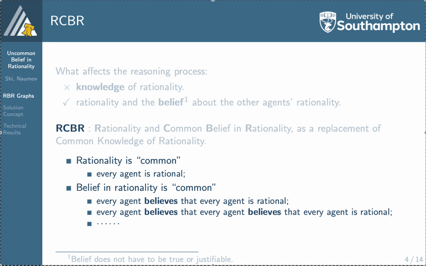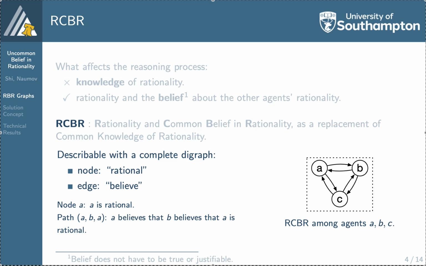One says that rationality is common, which means every agent is rational. The other says the belief in rationality is common, which consists of an infinite sequence of statements like: every agent believes that every agent is rational, every agent believes that every agent believes that every agent is rational, and so on.